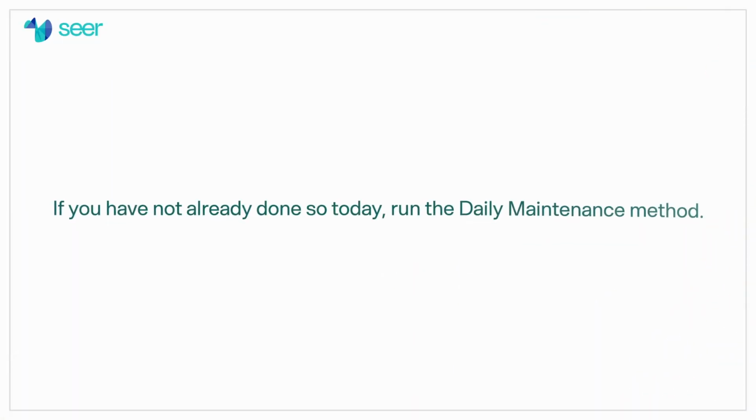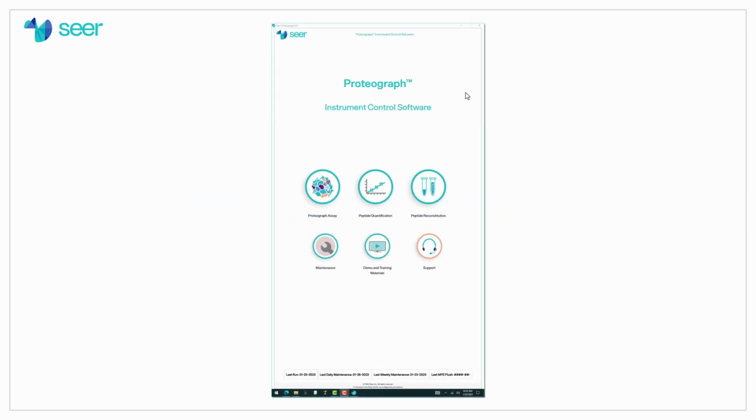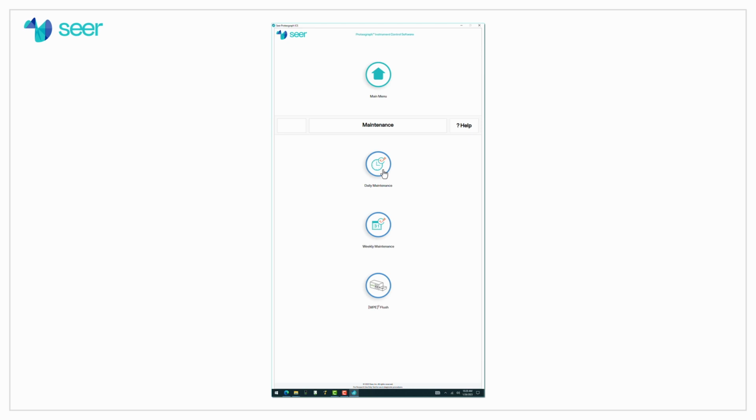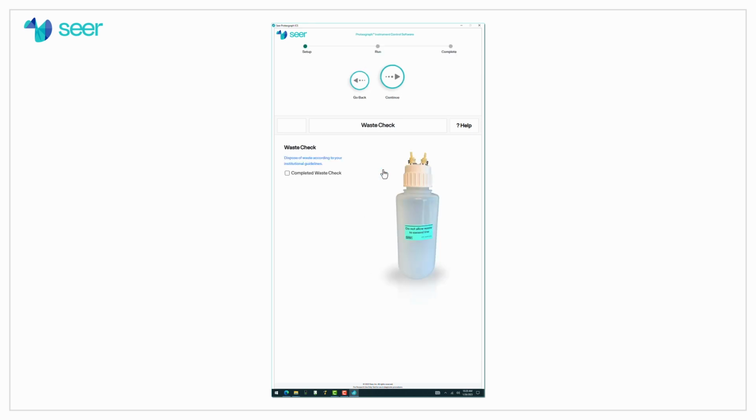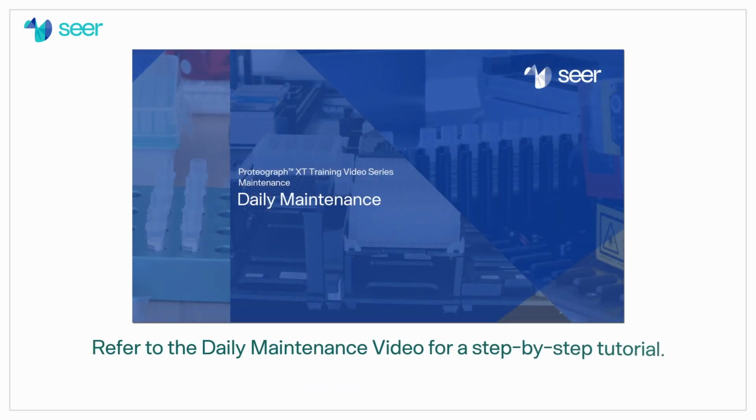If you have not already done so today, run the daily maintenance method. From the ICS main menu, select Maintenance, Daily Maintenance, and follow the prompts. Refer to the daily maintenance video for a step-by-step tutorial.